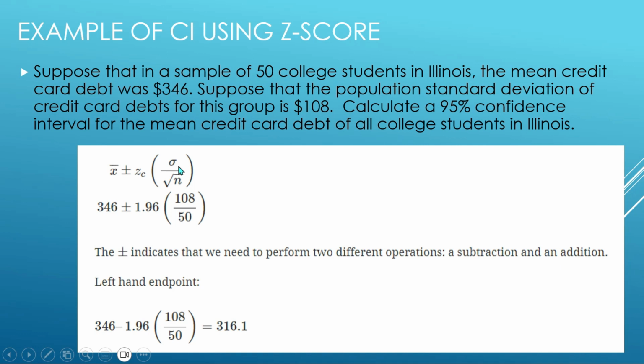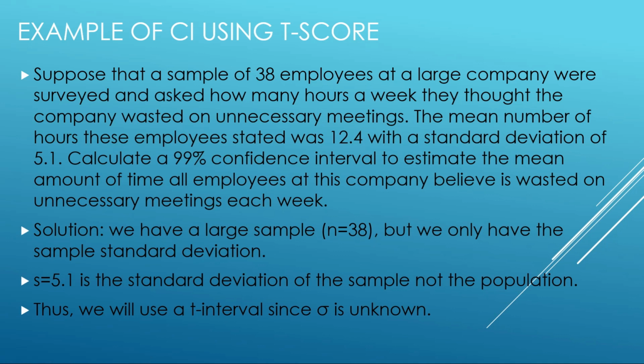When we know the standard deviation of the population, we can use z-score. But when we do not know the standard deviation of the population, but the standard deviation of the sample, we have to use t-score. In that case, we have to estimate the standard deviation of the population. So we have a large sample, n is equal to 38, but we only have the sample standard deviation. S is equal to 5.1 is the standard deviation of the sample, not the population. Thus, we will use t interval since the standard deviation is unknown.